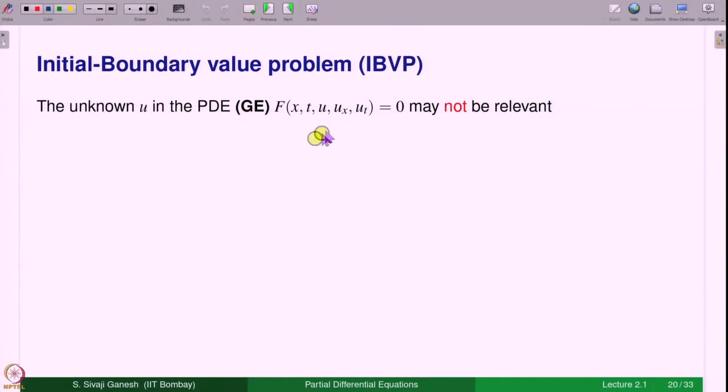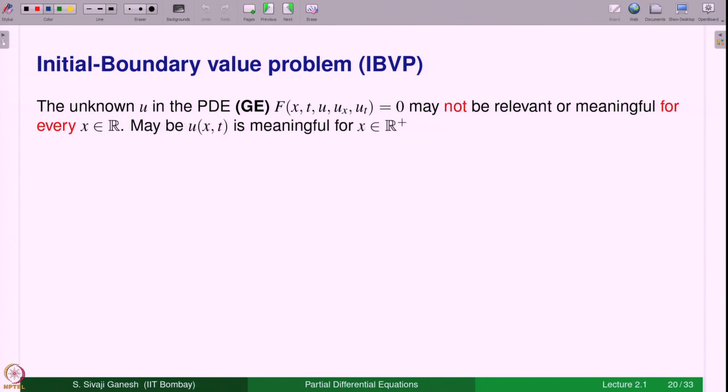Now, initial boundary value problems. Once again, initial is there, so there should be a time. So, the unknown u in this PDE, u(x, t), u_x, u_t equal to 0. I already made this change of y to t because of the word initial boundary. So, this equation that you want to study may not be relevant for all x in R. It may be that it is relevant only for x positive, or maybe for x in some bounded interval a, b.